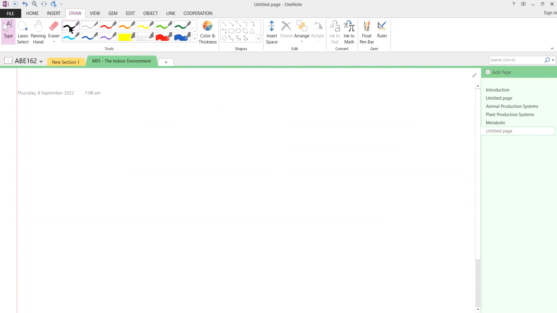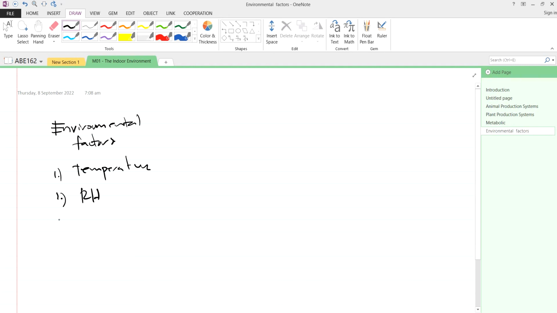Okay, so now let's talk about the effects of the environmental factors. Let's write first the environmental factors that we will consider: the temperature, the RH, that's the relative humidity, the air velocity, and what else? The air quality and the light. So that's what we will consider for the environmental factors.